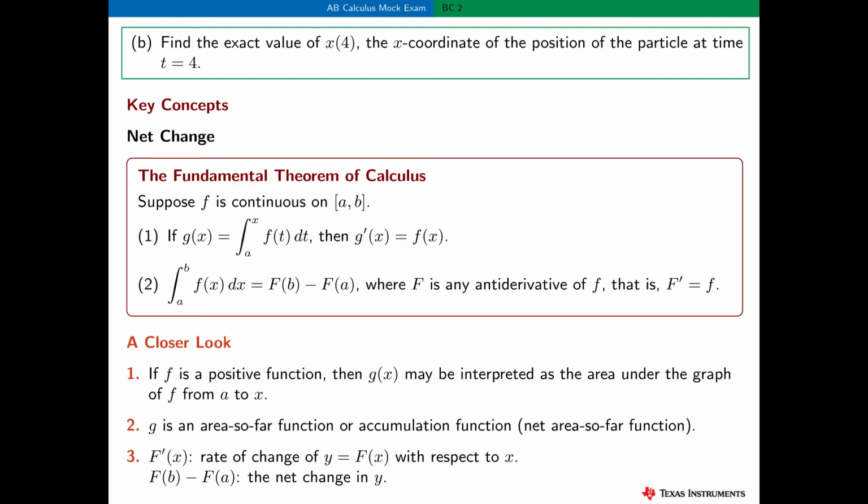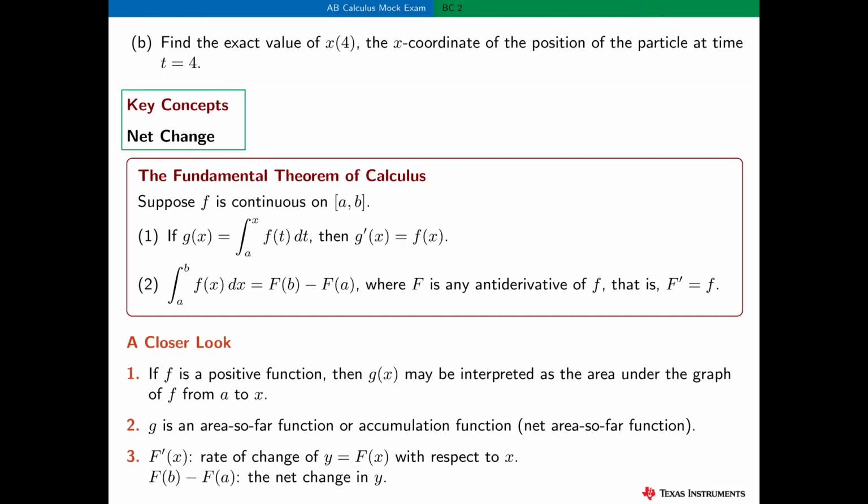In part B, we need to find the x-coordinate of the position of the particle at time t equals 4. I believe the key concept needed here is net change in the context of the fundamental theorem of calculus. The definite integral as an accumulation function and the concept of net change are two very important ideas in AP Calculus, and they are often tested in problems in context.